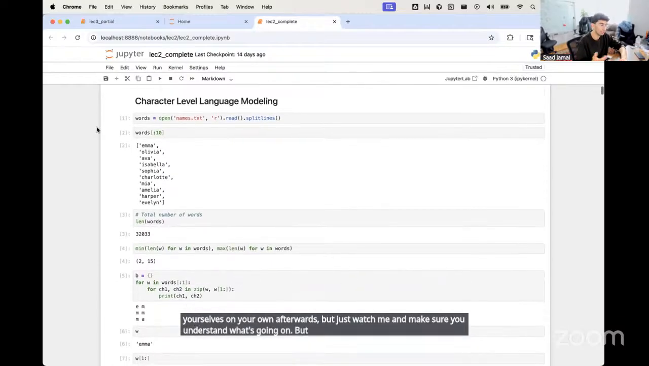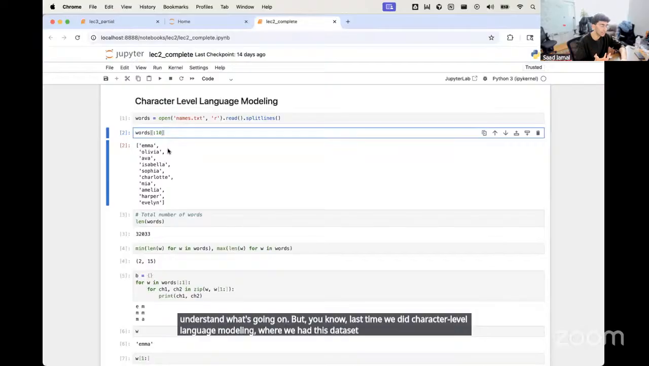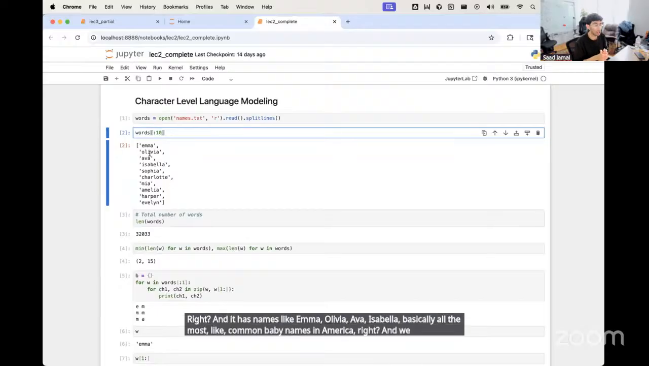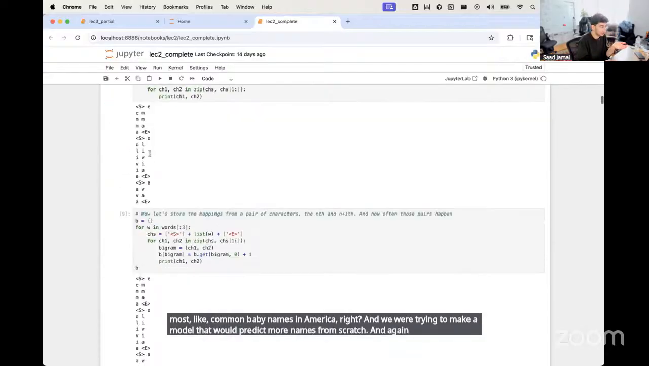Last time we did character-level language modeling, where we had a data set that had a bunch of words, and we were trying to build a model that would make more. This data set has a bunch of names, like Emma, Olivia, Ava, Isabella, basically all the most common baby names in America. We were trying to make a model that would predict more names from scratch. And again, this is just a bit of review here.